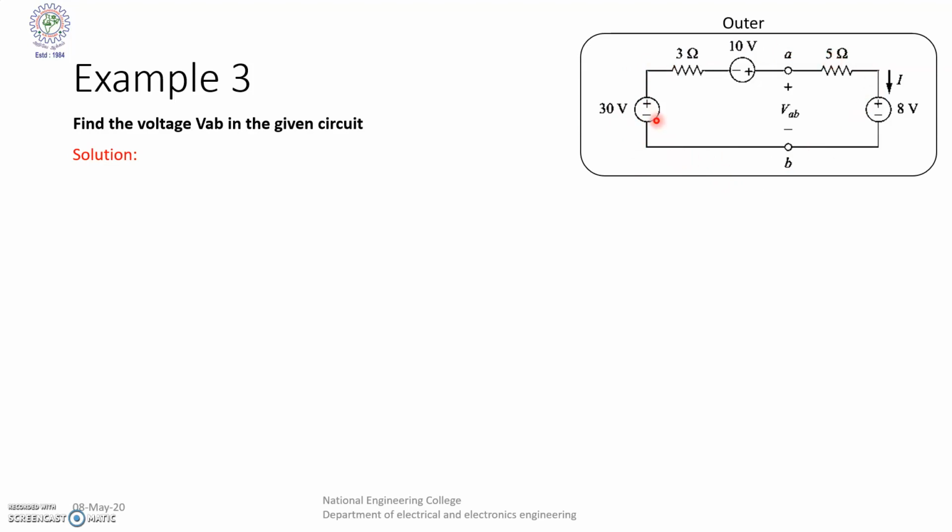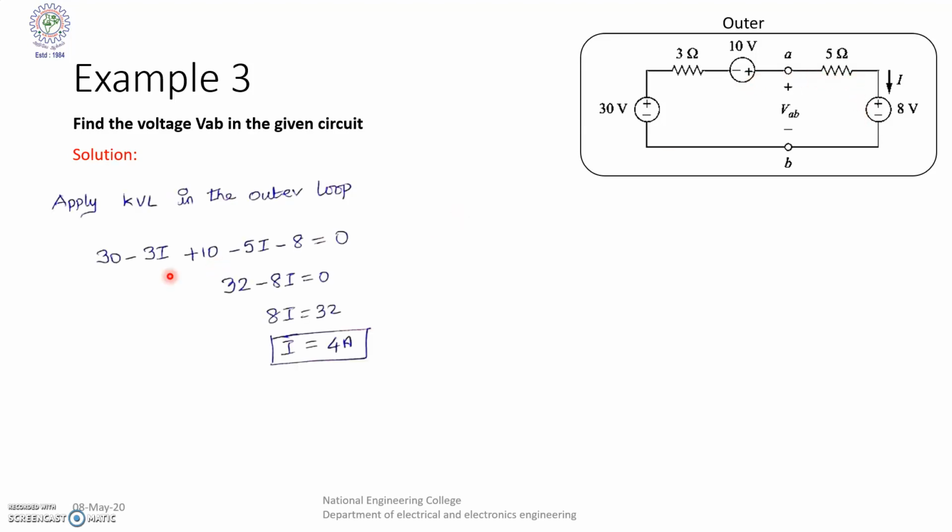By applying KVL, the equation will be plus 30 minus 3I plus 10 minus 5I minus 8 is equal to 0. So this will be our KVL equation. If you simplify, the current I is equal to 4 ampere. So we have found the current value.